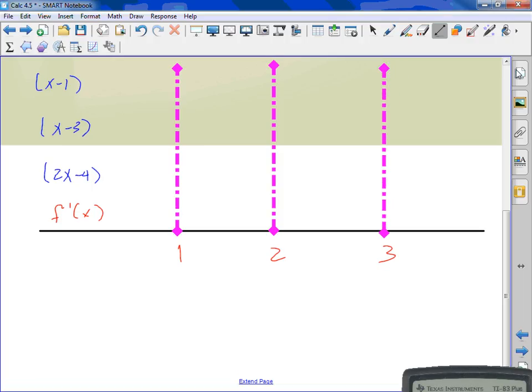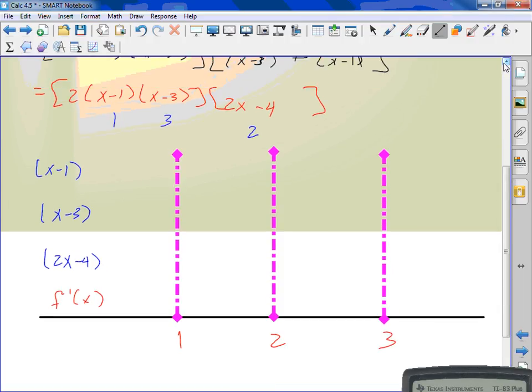I'll give you a second to get caught up. At x minus 1, my 0 is at 1. At x minus 3, my 0 is at 3. And 2x minus 4, my 0 is at 2. That means I have a 0 here, a 0 here, and a 0 here. The 0 should be on those vertical lines.